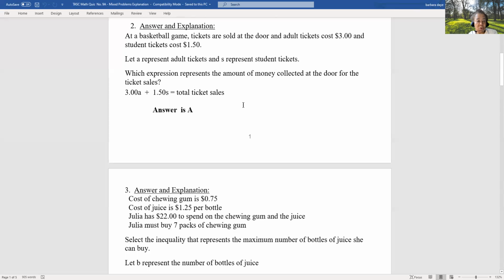Now, we know that total is equivalent to adult tickets plus student tickets. So $3, the cost of an adult ticket, times A that represents the tickets, plus $1.50 times the student tickets is equal to the total ticket sales, which is answer A. Okay, let's look at number 3.